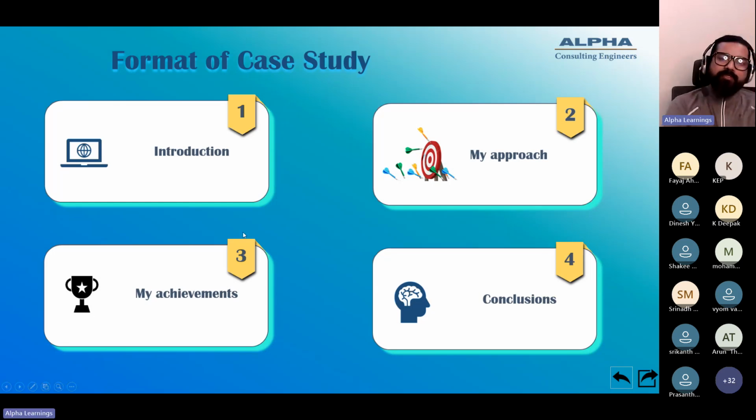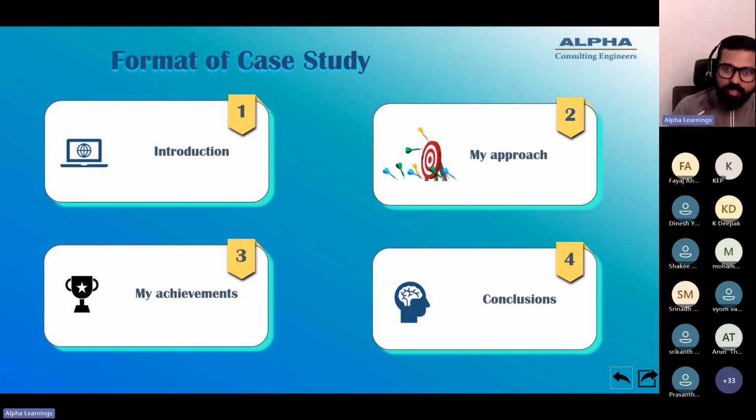Now, there is a specific format for writing your case study that is available in the RICS candidates guide, and your case study has four different segments. The first is introduction, second is my approach, third is my achievement, and fourth is conclusion. Now, what should be written in the introduction, approach and achievement is very clearly written in the RICS candidates guide. Still, I will discuss it.